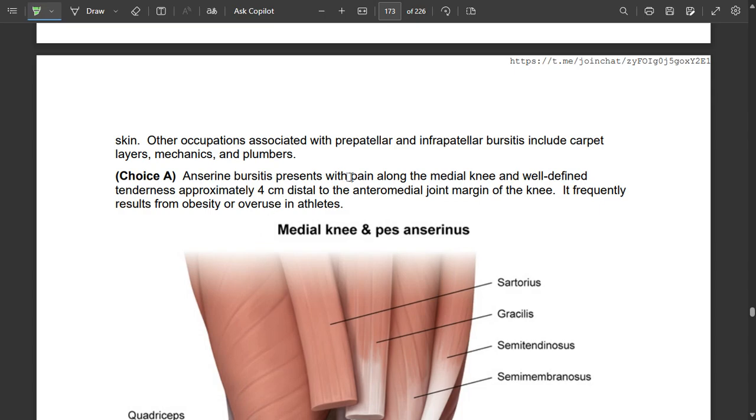Anserine bursitis presents with pain along the medial knee and well-defined tenderness approximately 4 centimeters distal to the anteromedial joint margin of the knee. It frequently results from obesity or overuse in athletes.